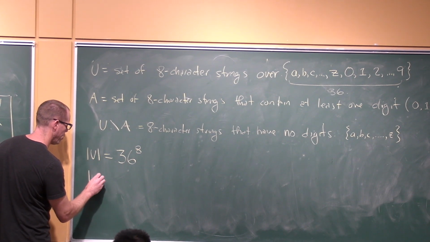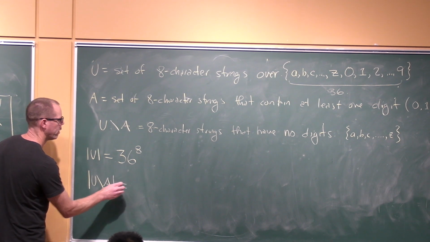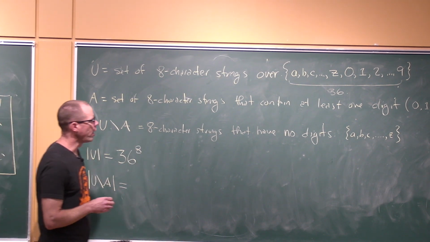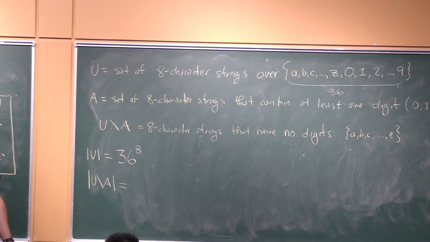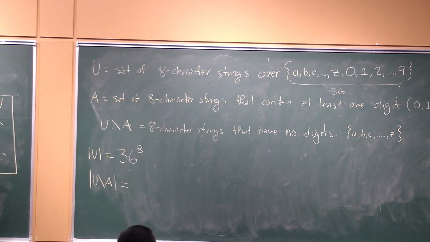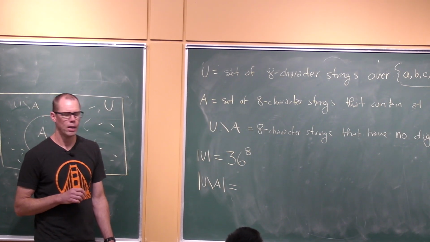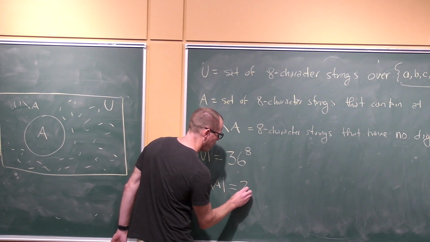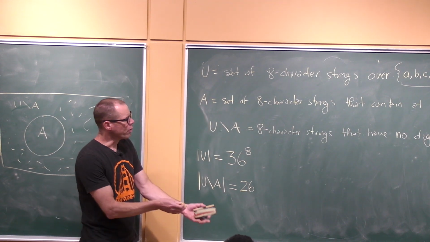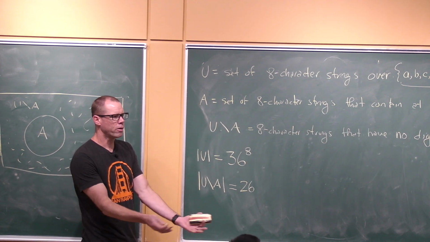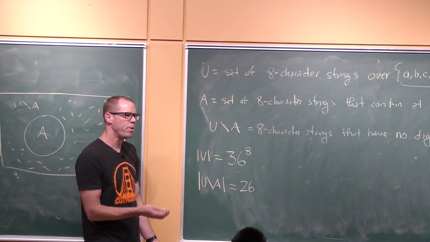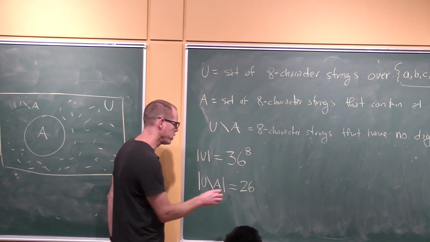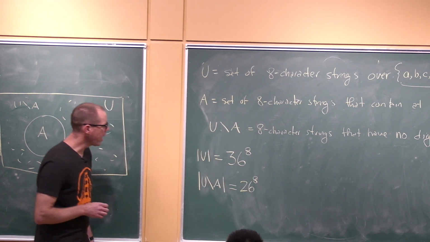What about the size of U minus A? Well, that's 8-character strings over a 26-letter alphabet. So how big is that? Yep. It's 26 to the 8. It's the same thing. We just pick the first character, we have 26 choices. Pick the second character, we have 26 choices. Pick the third character, we have 26 choices. Nothing depends on what we picked before. We always have all 26 choices. So that's going to be 26 to the 8.